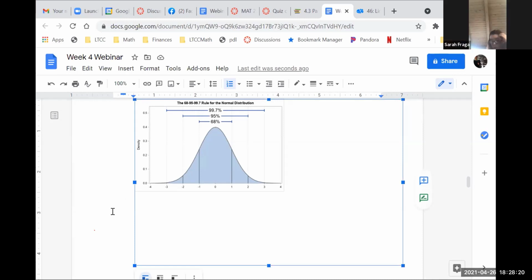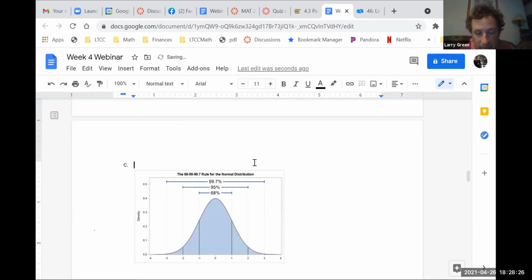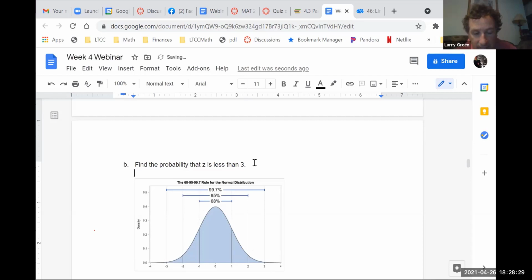Maybe 99.7. Yeah, so I'm going to take this 99.7. So I can say the probability that z is less than -3 is equal to the probability that z is between -3 and 3, less than 3, sorry. So -3 is less than z is less than 3, plus the probability that z is less than -3. Any questions on that idea?